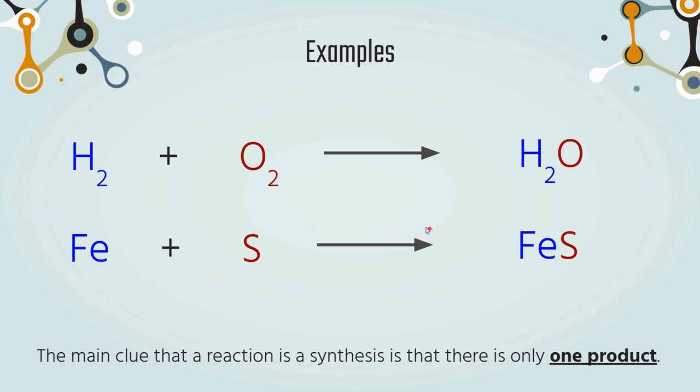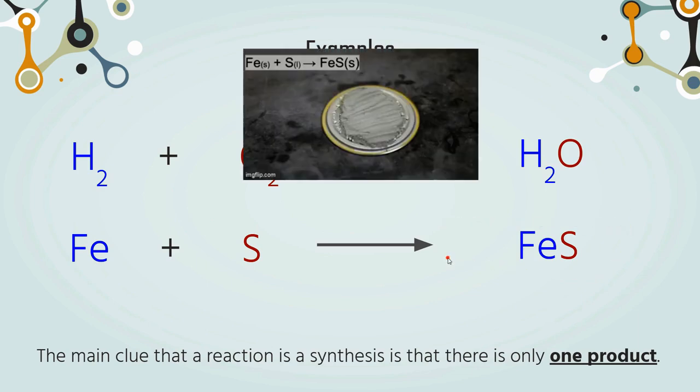We're synthesizing one product. And we can actually see an example of this bottom reaction, iron plus sulfur, right here in this video. Very fiery, a lot happens, but believe it or not, you're only forming one product. Just that iron sulfide.